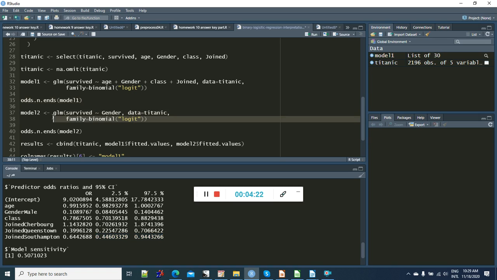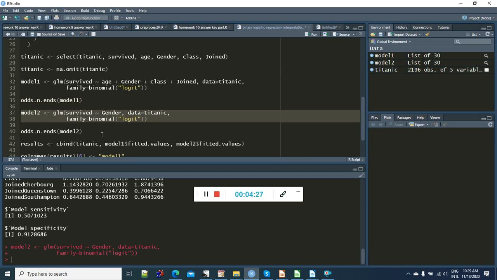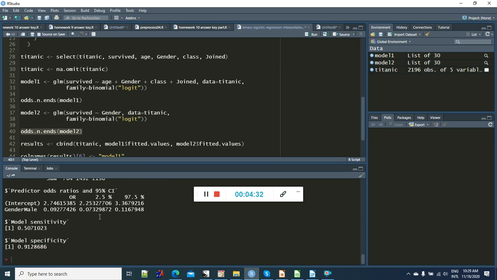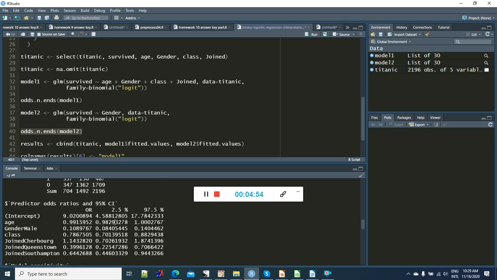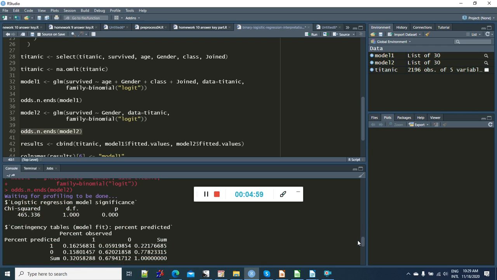Okay, model 2, I'm doing the simpler model where I'm only looking at gender. And if we look at the odds and ends result for model 2, we see that, of course, there's only one variable, and that is gender, and the risk of dying was close to what we had before, right? So here the odds ratio is 0.09. Before, the odds ratio for being male was 0.11. Not too much different.